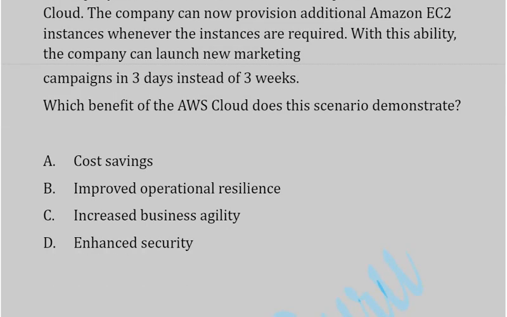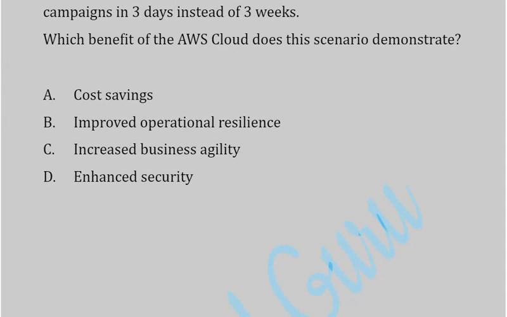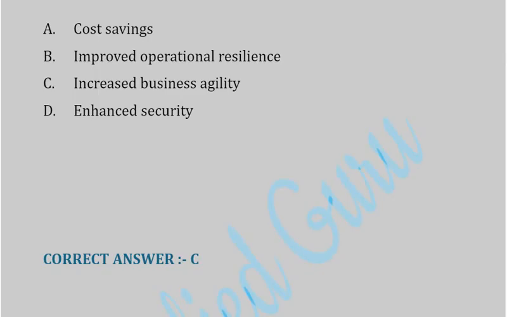Option A: Cost savings. Option B: Improved operational resilience. Option C: Increased business agility. Option D: Enhanced security. Correct answer is Option C.